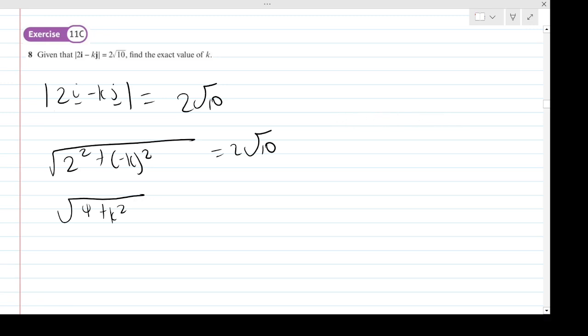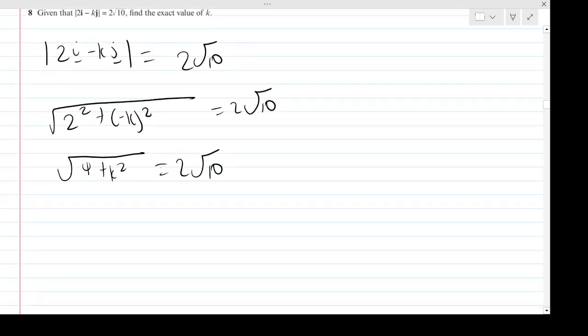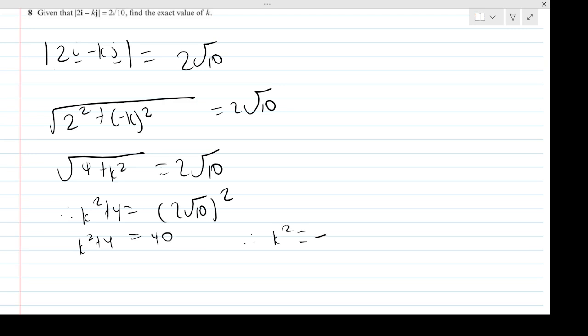So 4 plus k squared is going to be 2 root 10. Now at this point, we can effectively square both sides, right? To get rid of the square roots. So k squared plus 4 is going to be 2 root 10 all squared, okay? If I put 2 root 10 in the calculator, all squared, I get 40. So therefore, I can subtract 4 from both sides. So then k squared is going to be 36.